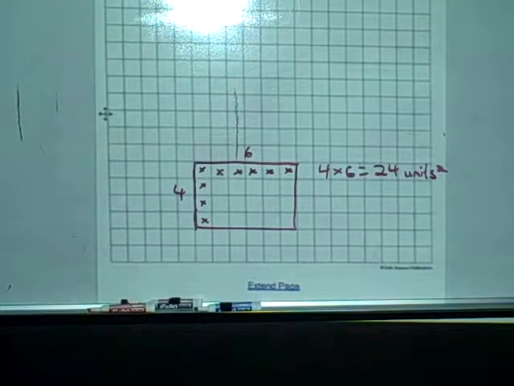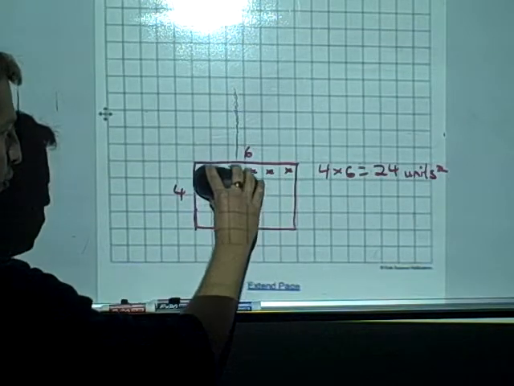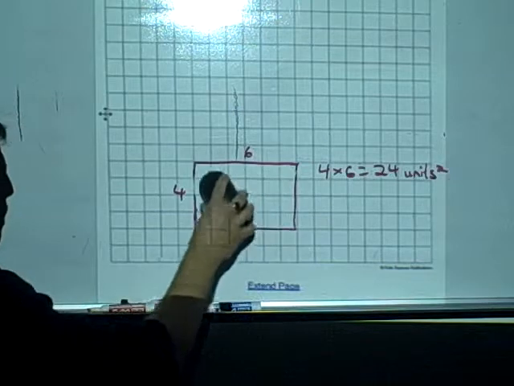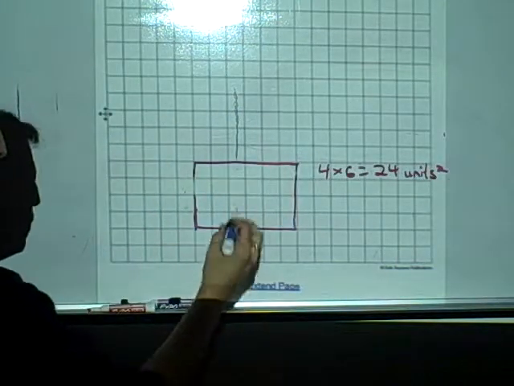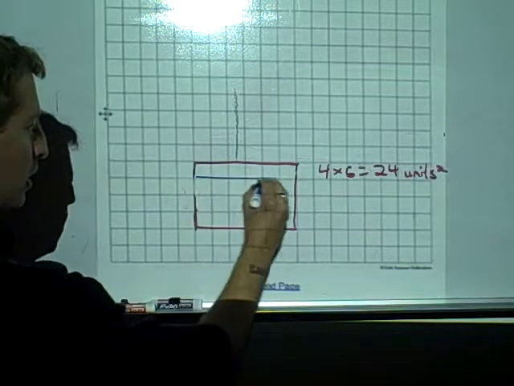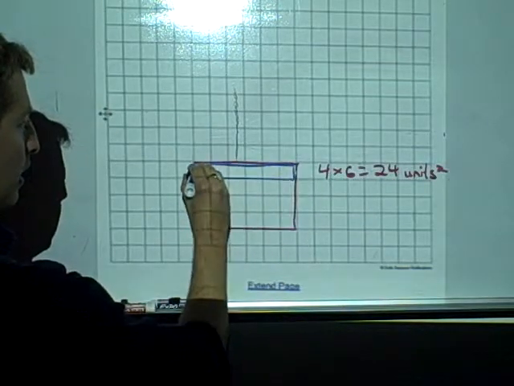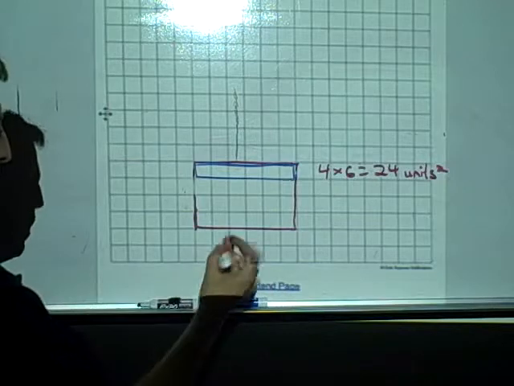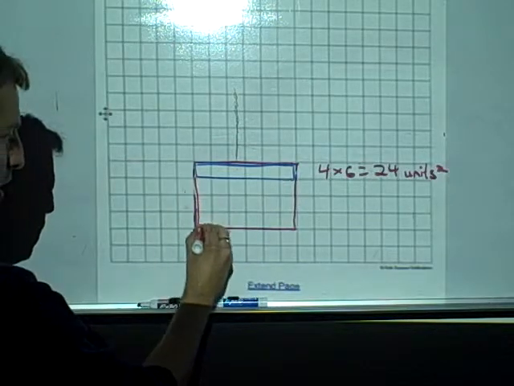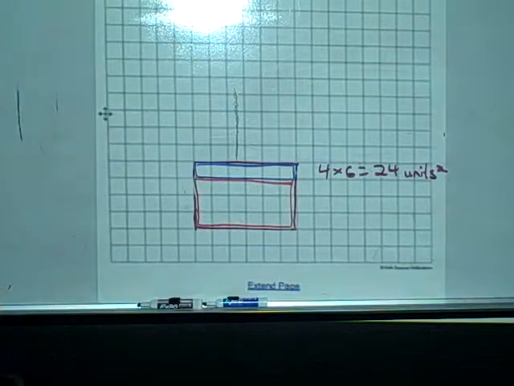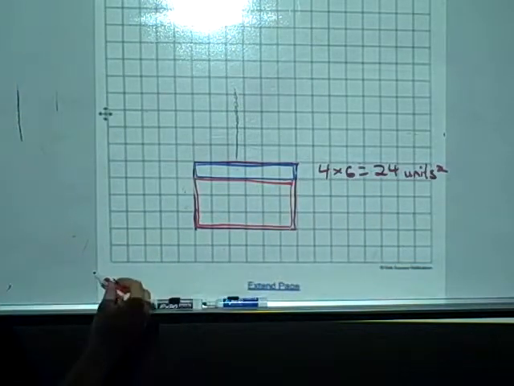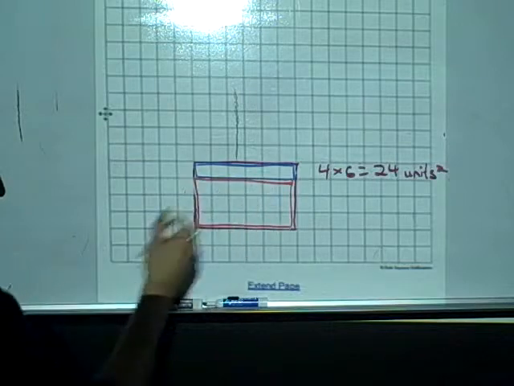But we're going to use the distributive property to see if that really works. Distributing it into a blue rectangle and a red rectangle. Let's make a blue rectangle right up here. Cool. And a red rectangle here. And then we'll find the area of both again. Okay, so 4 times 6 equals 24. Fine. Let's see what these other rectangles are.